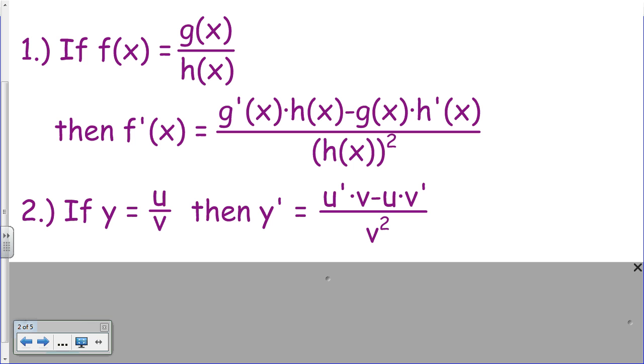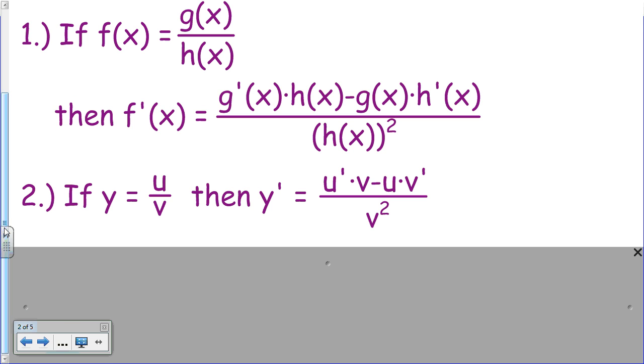So it's the derivative of the top times the bottom minus the top times the derivative of the bottom. And in fact, if you look at that numerator, it looks almost like product rule. The only difference is that it's subtraction instead of addition. So if you remembered product rule the way I showed it to you, it's very helpful in helping you remember the quotient rule. Okay, so that's the quotient rule. We can now find the derivative of a quotient using this property.